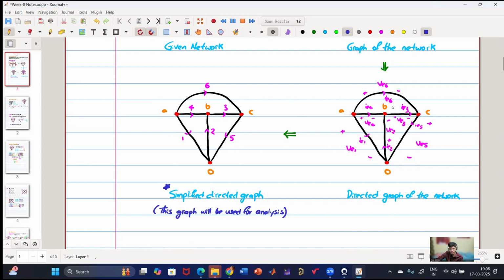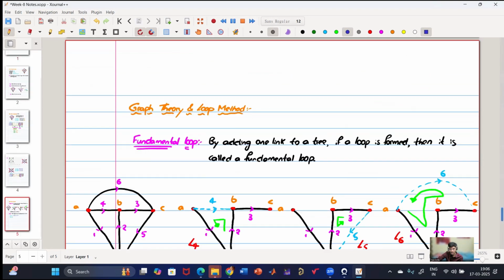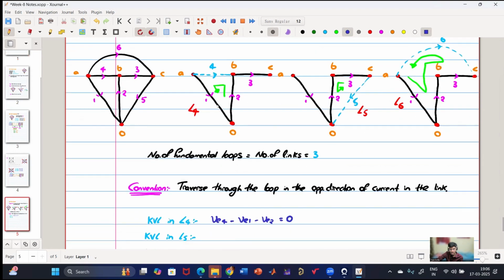Suppose the KVL loop has a direction, right, sir? If it is minus plus then... No, no. Okay. So let us now go in the other direction. So now let us go in this direction. Now what will be the equation?